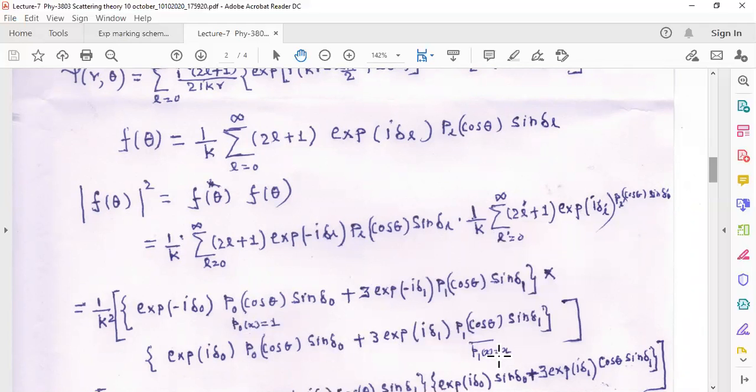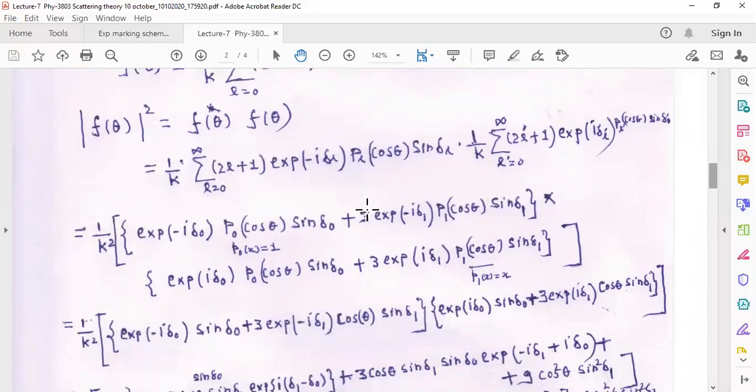P1 of x is x. You see that, and P1 of cos theta is also giving you cos theta. P1 of x is x, and x is cos theta, so P1 of cos theta is cos theta. So here also there will be a cos theta. Let us substitute this value here.